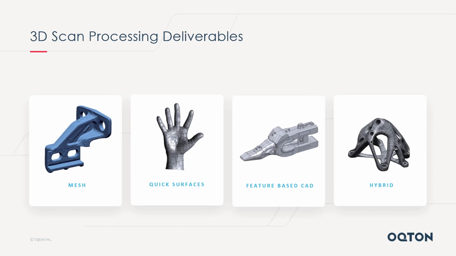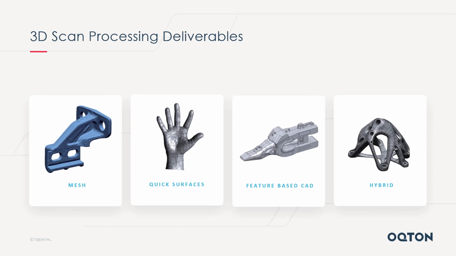And then the third one, which we talked about when we talked about CAD, is feature-based CAD. A lot of people want to scan an object and create a fully featured editable CAD model that I can then manufacture off of. And then if I ever need to change dimensions or move things around, it's fully editable and you can work with it. And then the last deliverable of the highlights here is the hybrid model deliverable.